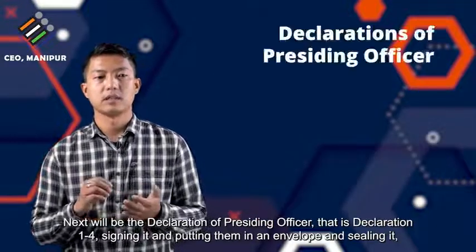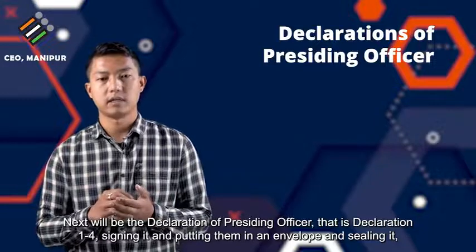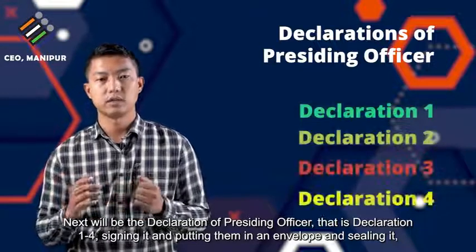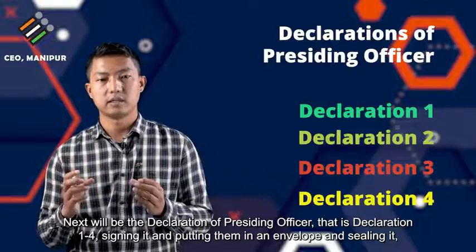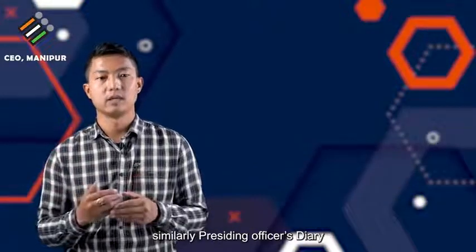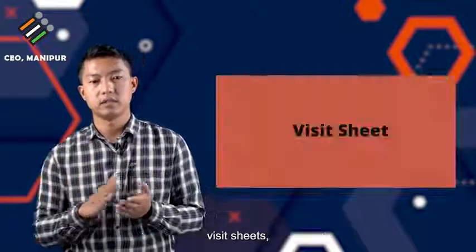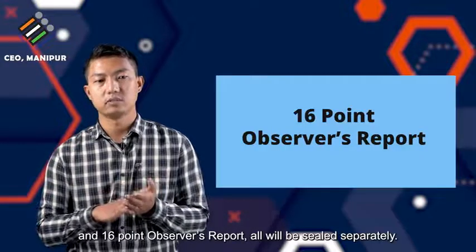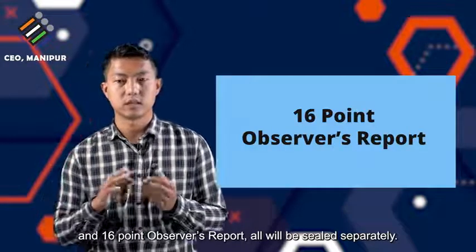Next will be the declaration of presiding officer, that is declarations 1 to 4, signing them and putting them in an envelope and sealing it. Similarly, the presiding officer's diary, visit sheets and 16-point observer's report will all be sealed separately.